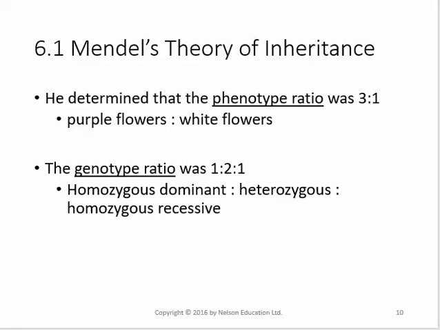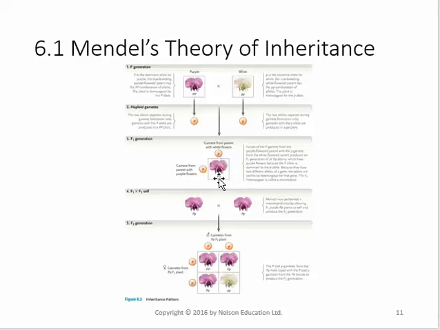So the genotype of that ratio, though, wasn't 3:1, but actually 1:2:1. So 1 would be a homozygous dominant, 2 would be heterozygous, with the dominant trait being the phenotype, and 1 would be homozygous recessive, so the phenotype would be the recessive. And this is just showing that.